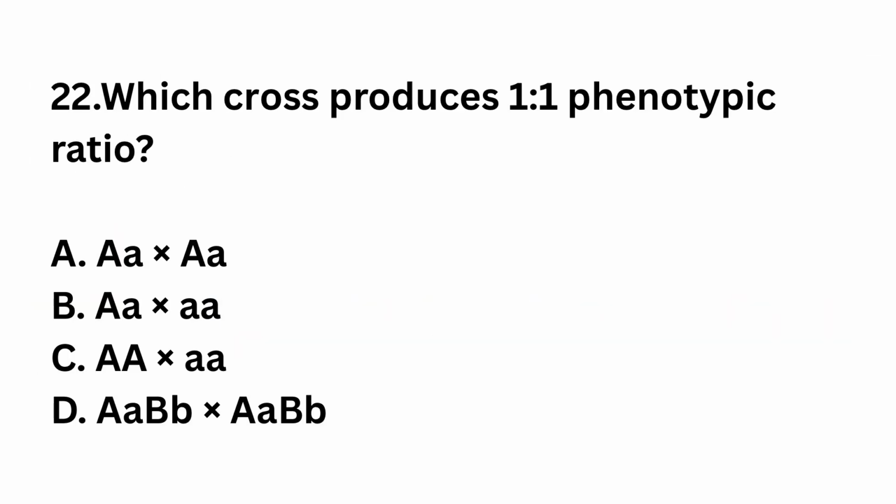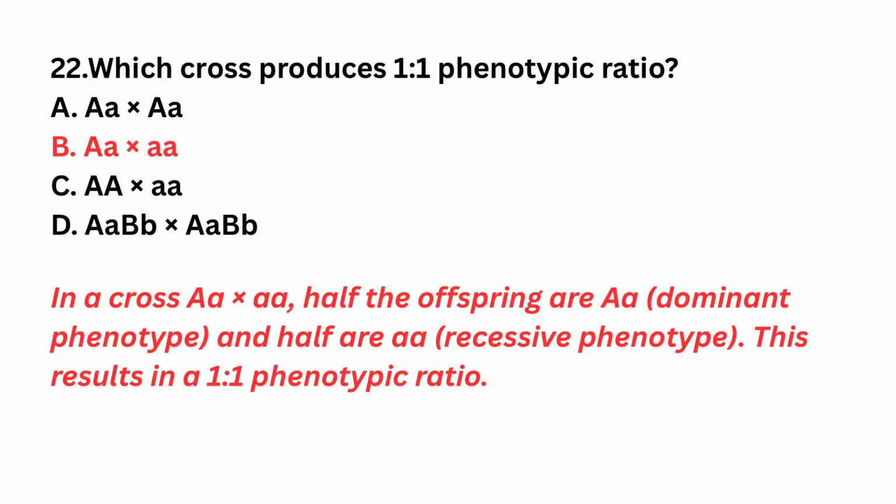Question number 22. Which cross produces 1:1 phenotypic ratio? The right answer is option B. In the cross where heterozygous genotype Aa is crossed with homozygous genotype aa, half the offspring are dominant phenotype capital A and half are recessive phenotype small a. This results in a 1:1 phenotypic ratio.